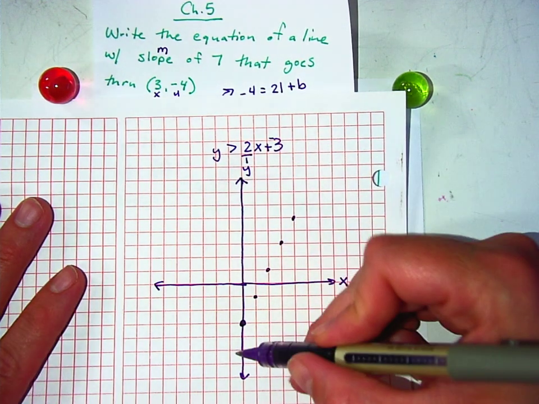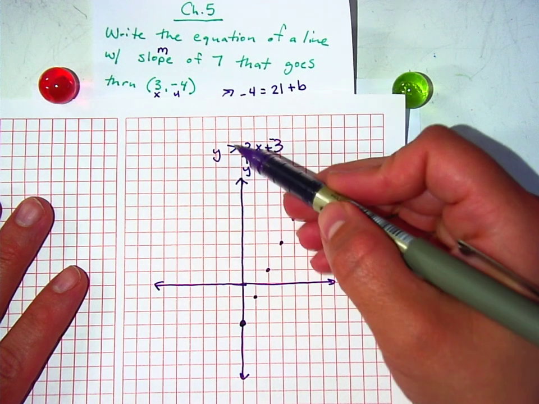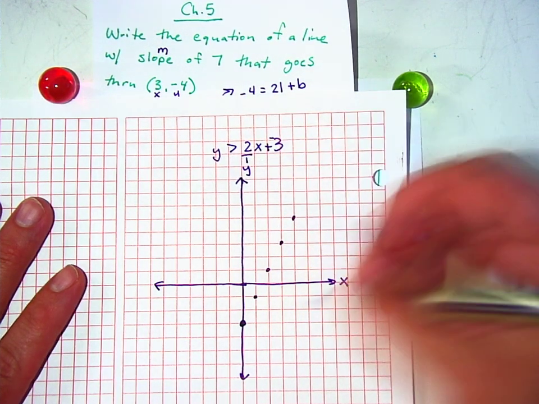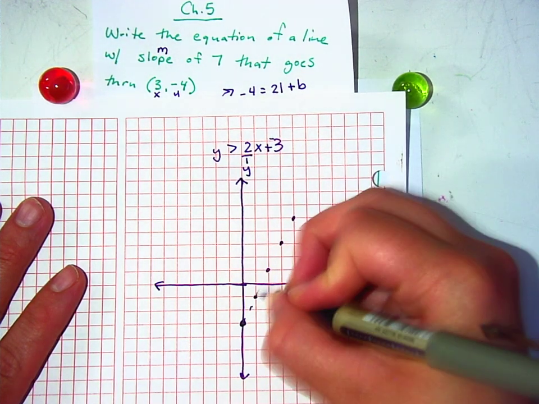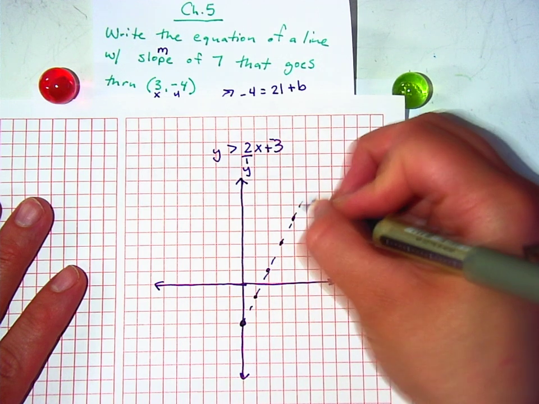Okay, now normally I would connect these with a line, but this is just a greater than sign, not a greater than or equal to. So this is actually a dotted line. Remember that?